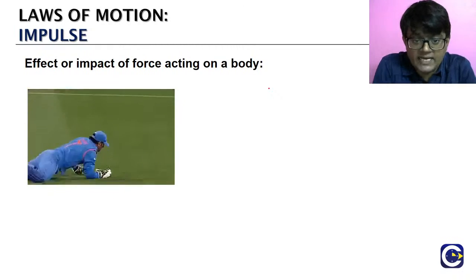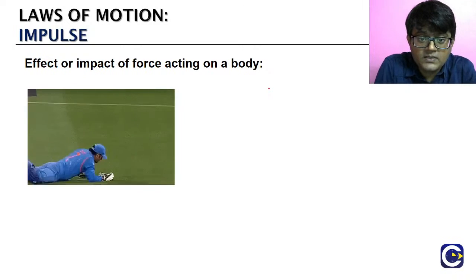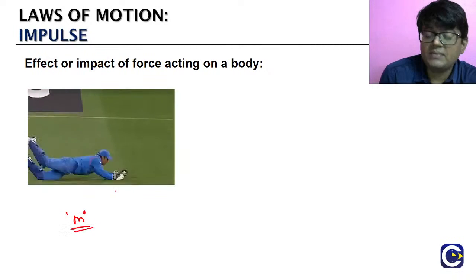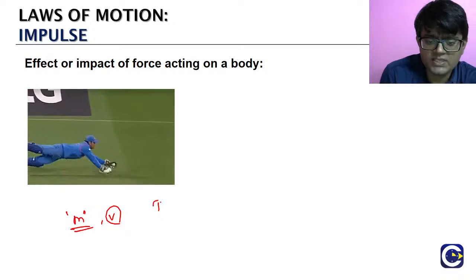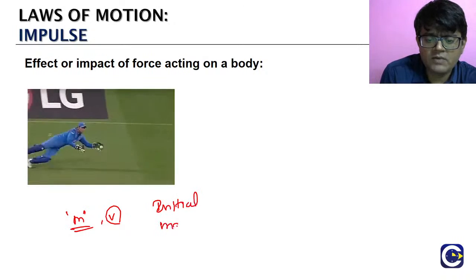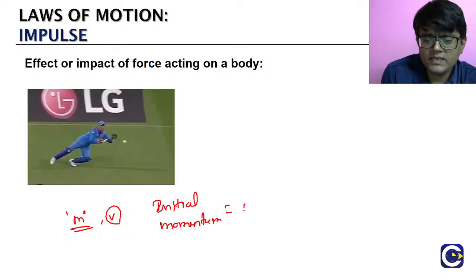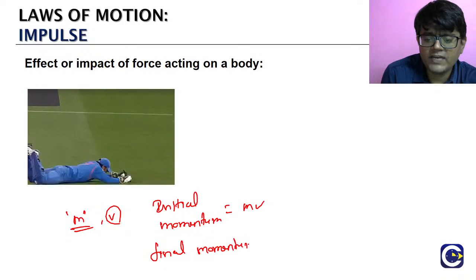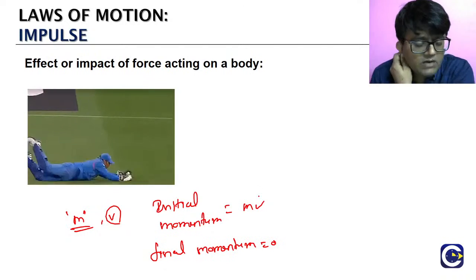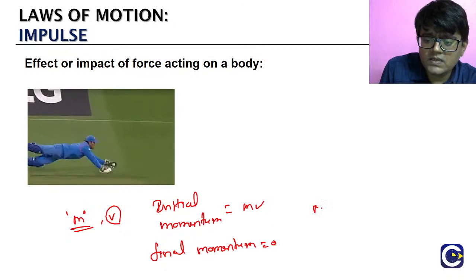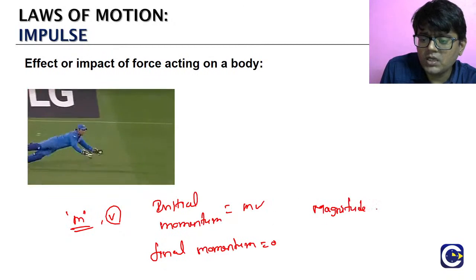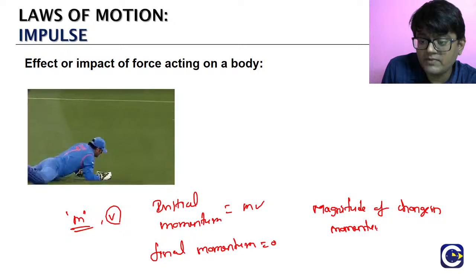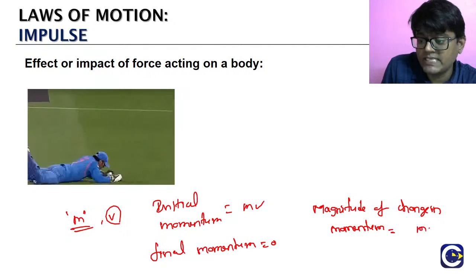Like when you are catching a cricket ball or any object. In the example, you have the cricket ball, which, say for example, has a mass m and is coming with a velocity v. So what is the initial momentum of the cricket ball? m into v. Once the catch is complete, what is the final momentum? The final momentum is 0. Now the change in momentum will be minus mv, but the magnitude is mv.